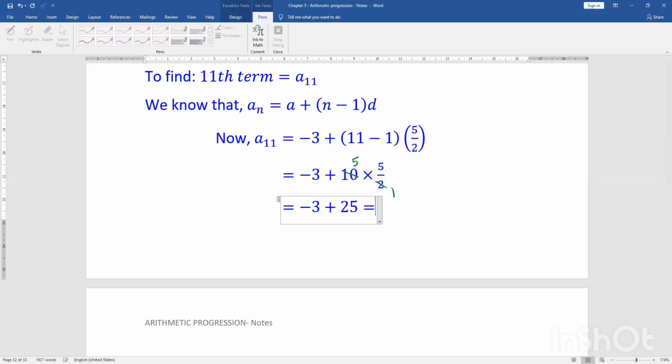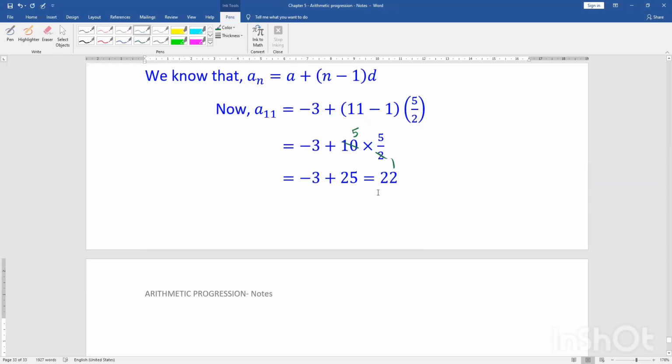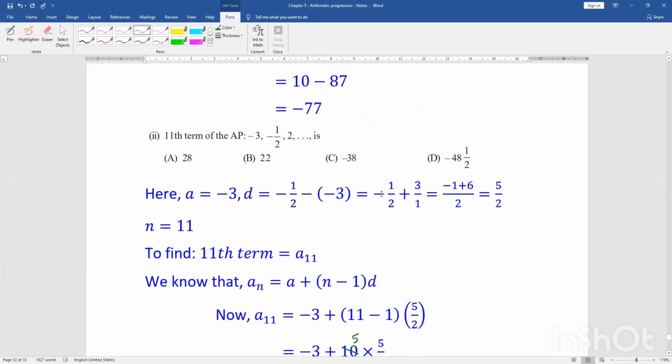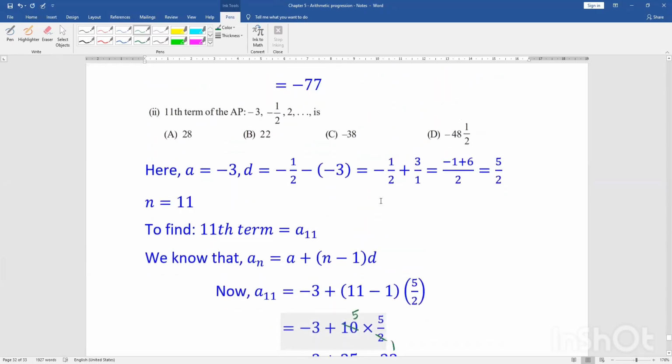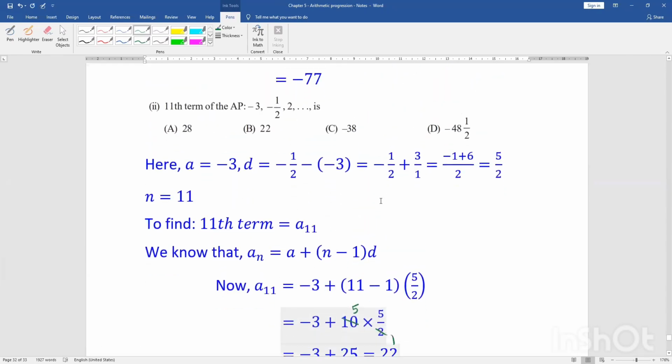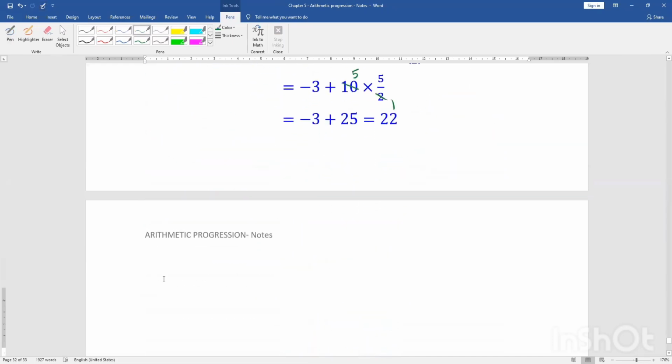It will give you 22, our answer. So which is the option now? So option B is the correct one. So option B is right. Okay, children. Now we move on to the next question.